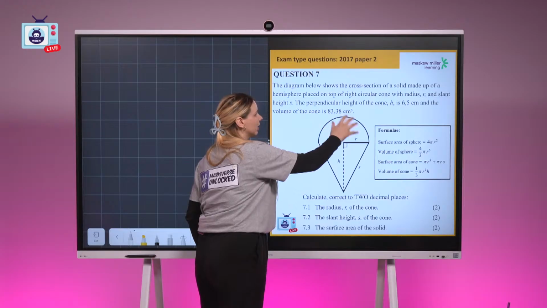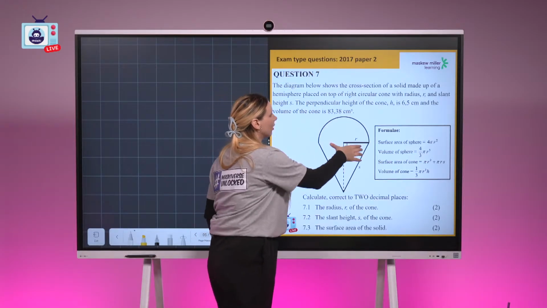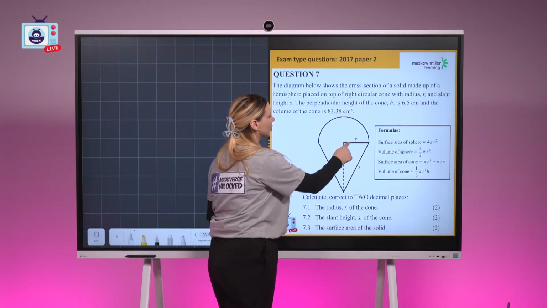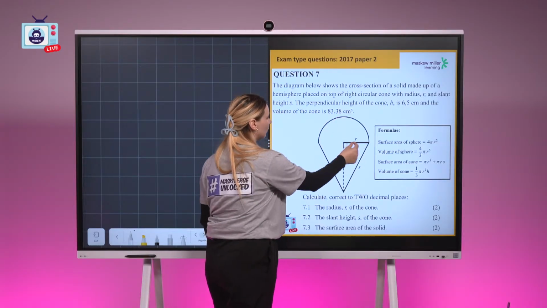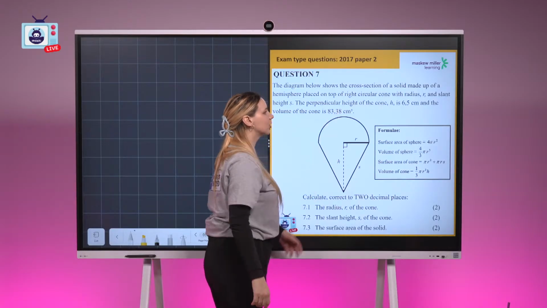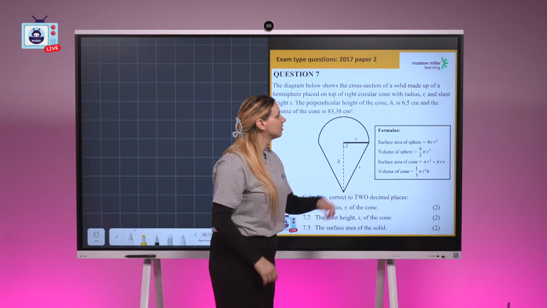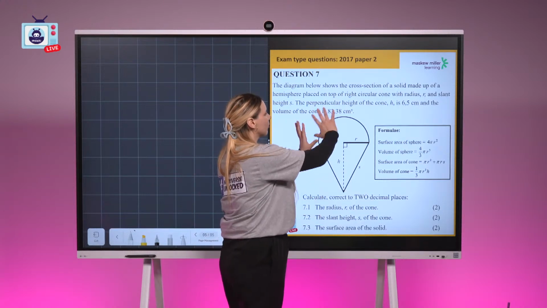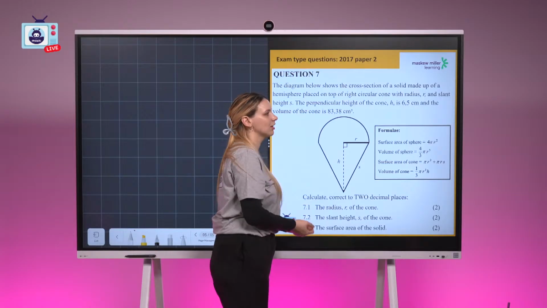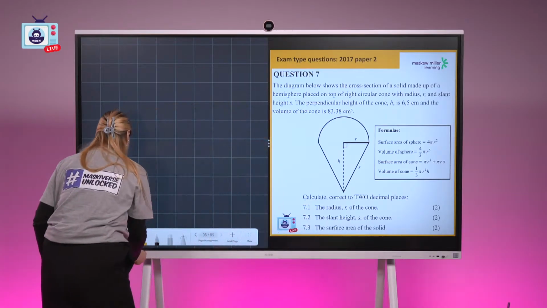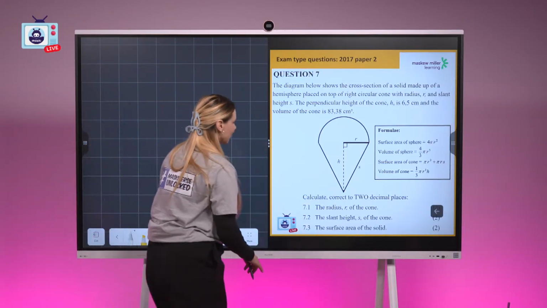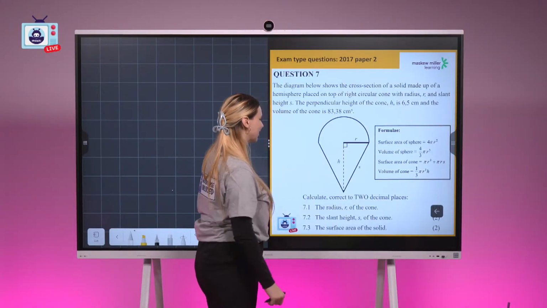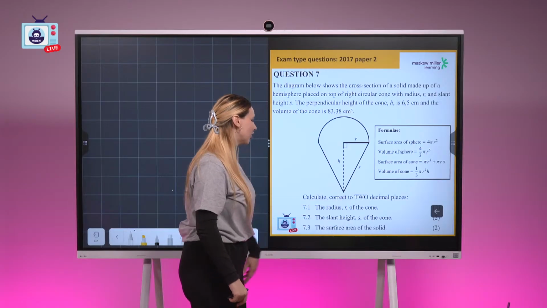So this solid is made up of a hemisphere, so half of a sphere, placed on top of a right circular cone, with a radius r and a slant height of s. The perpendicular height of the cone h is 6,5 centimeters, and the volume of the cone is 83,38 centimeters cubed. Calculate, to the correct decimal places, the radius r of the cone.